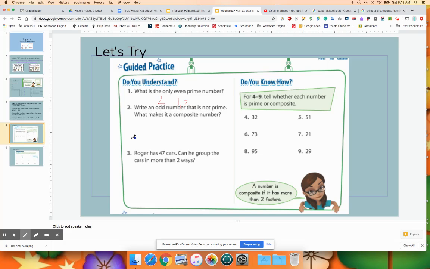Here, write an odd number that is not prime. So a lot of people get confused because after 2, which is the only even prime number, all the other prime numbers are odd numbers, but that doesn't mean that every odd number is a prime number, right? So 9 is an odd number, but it's not prime because it has the factors 1 and 9 and 3 times 3, right?